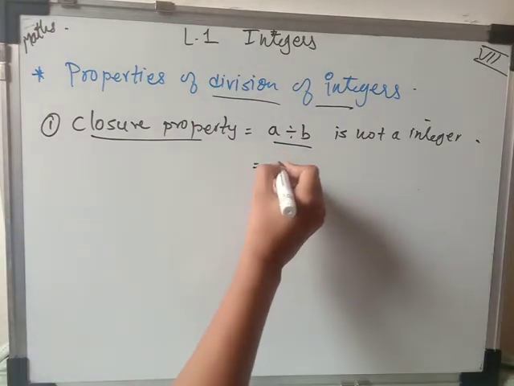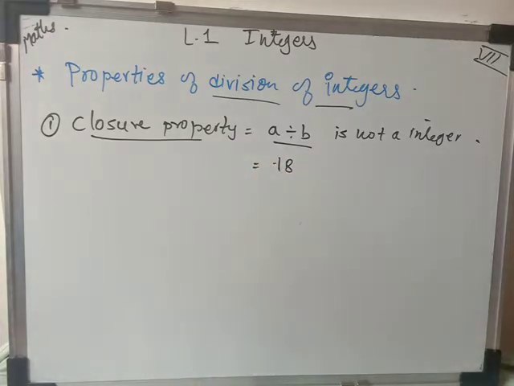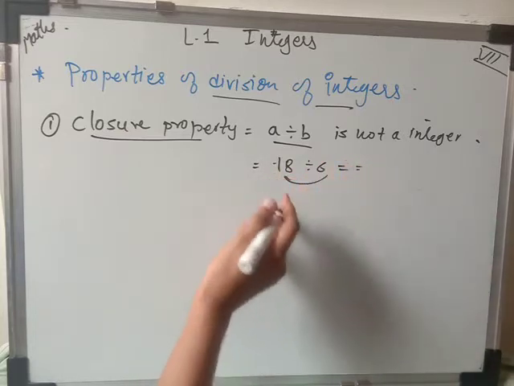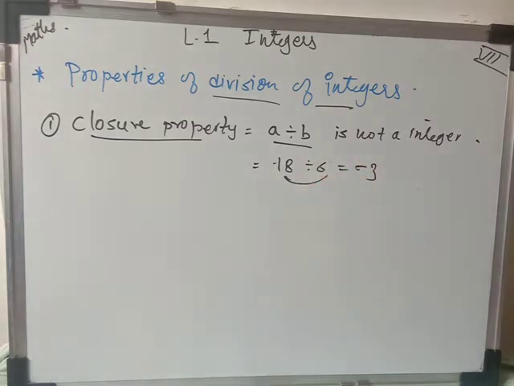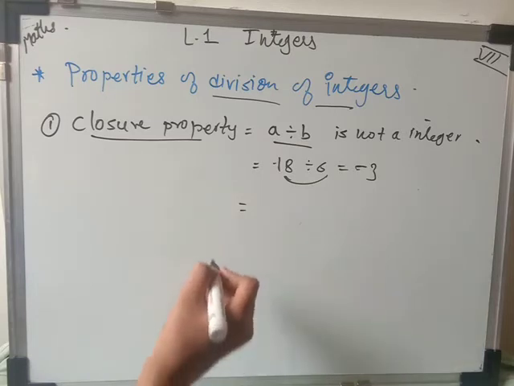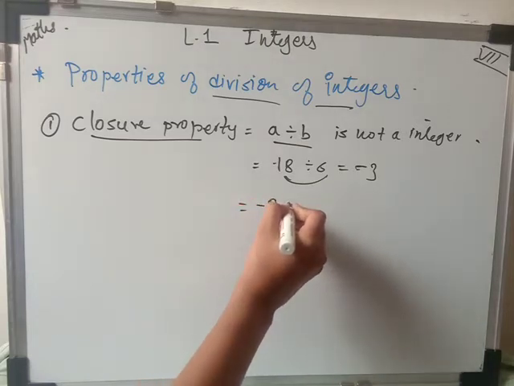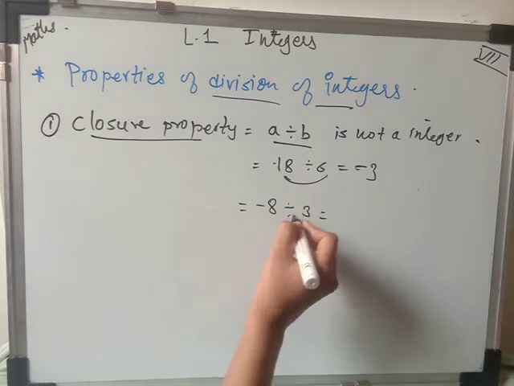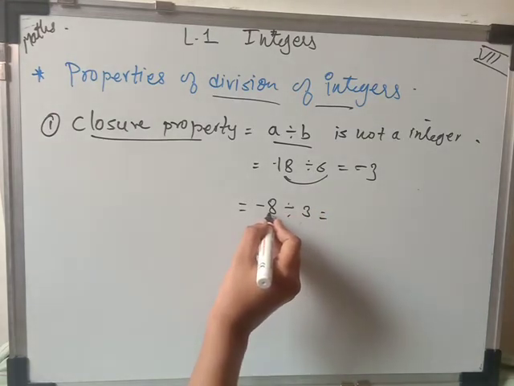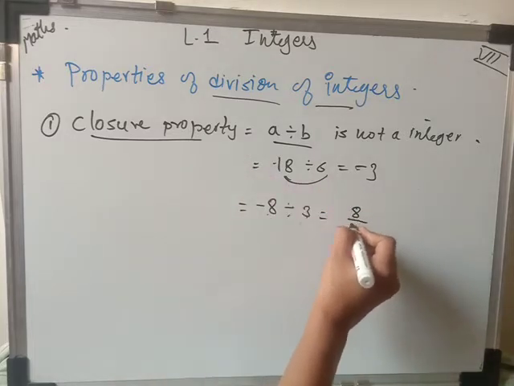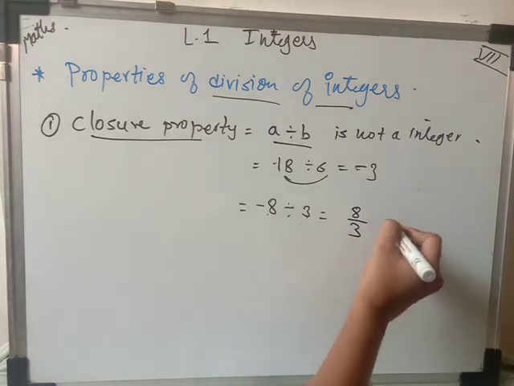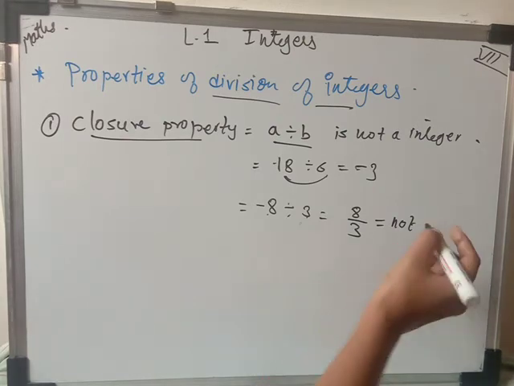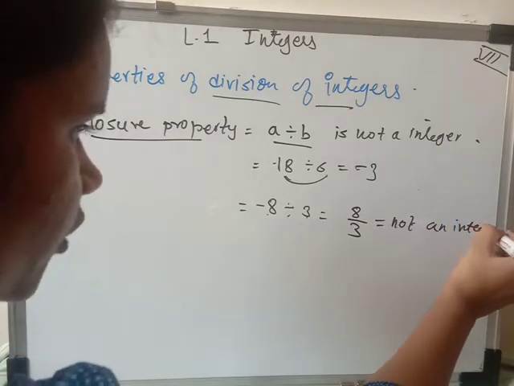How? If I take minus 18 and divide it by 6, the quotient will be minus 3, because 6 threes are 18. But if I take minus 8 divided by 3, we can't divide 8 directly by 3, so it will come as 8 by 3. So we can say 8 by 3 is not an integer. We have learned that a fraction is not an integer. I hope you are understanding.